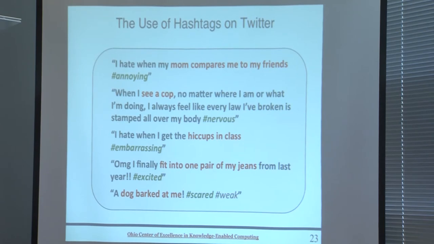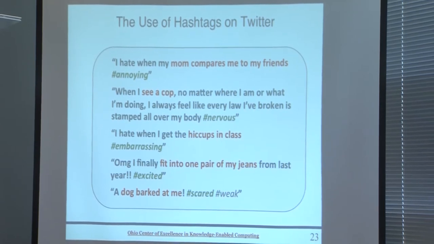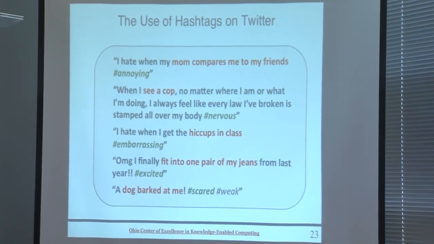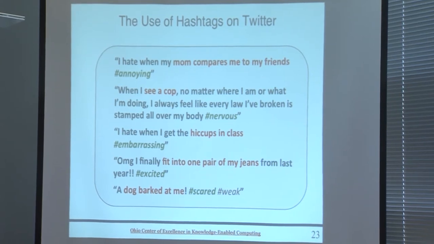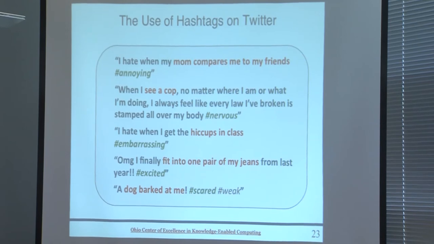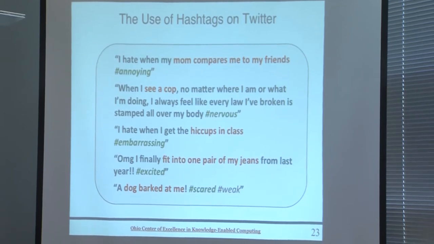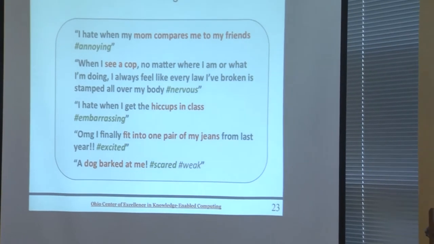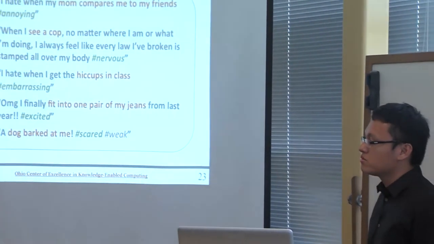Given that there is a sufficiently large corpus, it's possible that a dog barked at me would be hashtag scared, but it could also be hashtag annoyed. Yes. It could also be hashtag angry, because you had already told your neighbor that your dog is painful and you need to handle that, and then he's not doing it, so now you're angry. Okay.